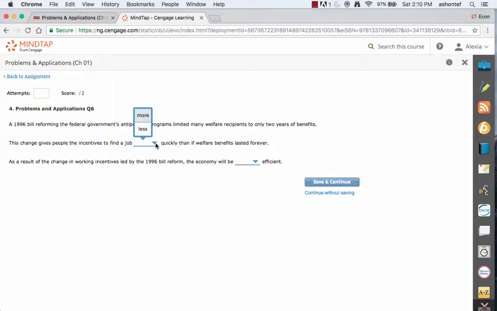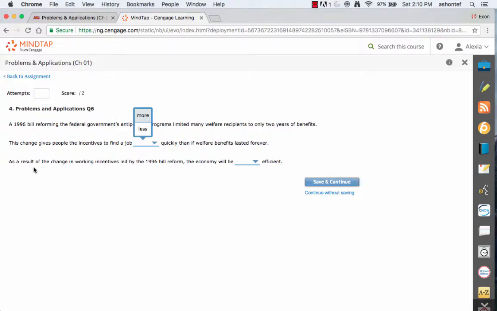So that question is wanting you to ask yourself, would you be more inclined to want to find a job quicker if you know in 2 years you won't be able to get any help from the government, or would you be less inclined to find a job quicker? That's what that's asking.